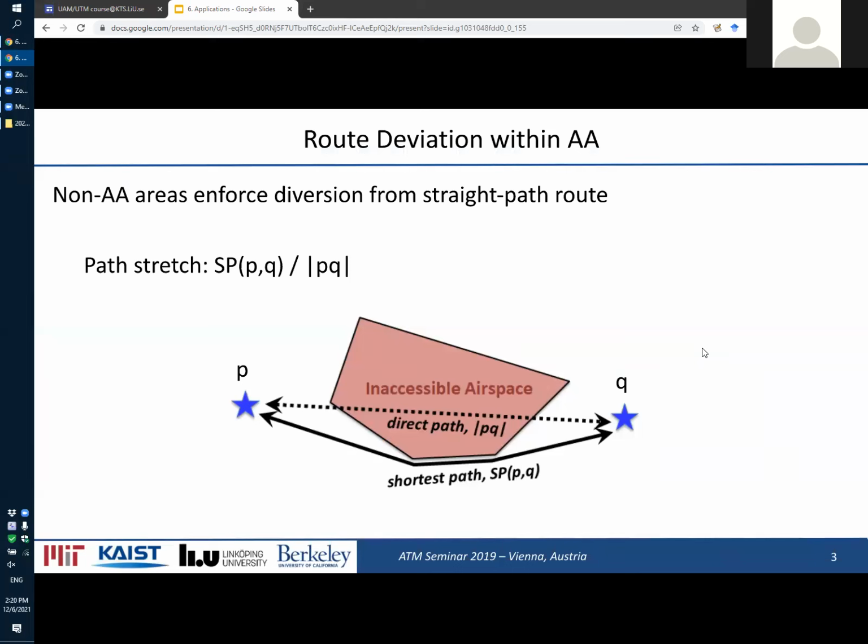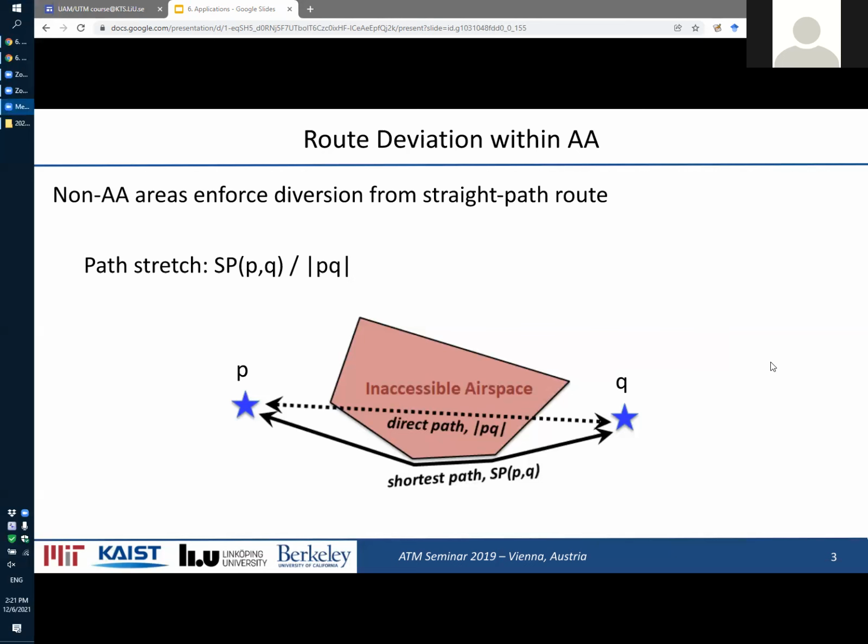And this is something that we had in the airspace availability lecture: when the airspace is not available, the drones would have to detour to go around the obstacles. And again, there we could define this path stretch as the length of the shortest path around the obstacles divided by, again, the ground truth, the minimum distance, the Euclidean distance between 2 points.